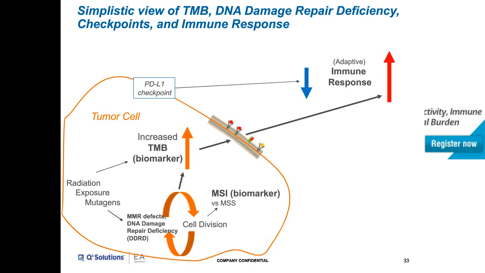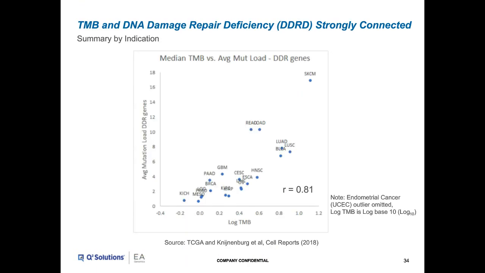And when we look at actual data to back this up, we actually see related to the DNA damage repair deficiency that in fact it is strongly connected to mutational burden. So on the y-axis, you have the average mutational load of these DNA repair genes from TCGA, and on the x-axis you have the log mutational burden, and it's more or less summarized by indication. This is from a couple of different sources, including TCGA and a paper in Cell Reports this year. But here you see there is, in fact, a high correlation between DNA damage repair defects and log mutational burden. So that relationship that we saw before does seem to bear out.